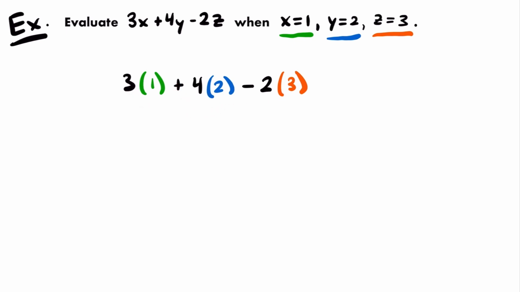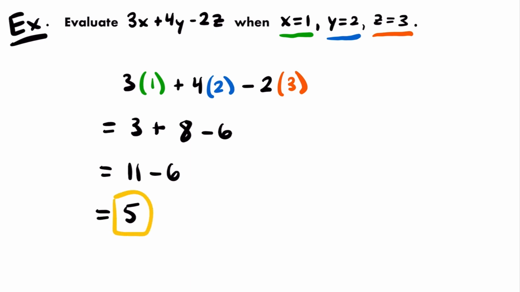and subtract our terms. Okay, so 3 times 1 is 3, so we will have 3 plus 4 times 2, which is 8, and then we have minus 2 times 3, which is 6. So we have minus 6. Okay, so that's what that's equal to. But then further simplifying, 3 plus 8 is 11, minus 6 is 5. All right, so this is equal to 11 minus 6, which is equal to 5.